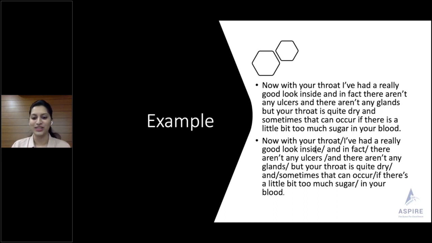So this is how you're supposed to say it. Now with your throat, I've had a really good look inside, and in fact, there aren't any ulcers and there aren't any glands, but your throat is quite dry, and sometimes that can occur if there is a little bit too much sugar in your blood. So when you pause it right, your fluency is better. Your language sounds better.